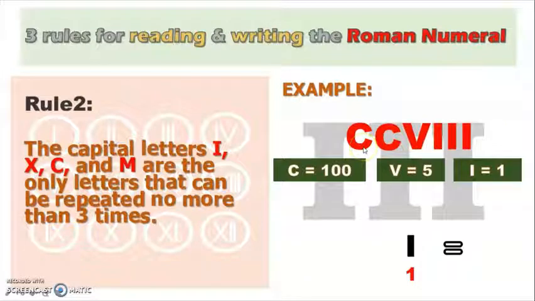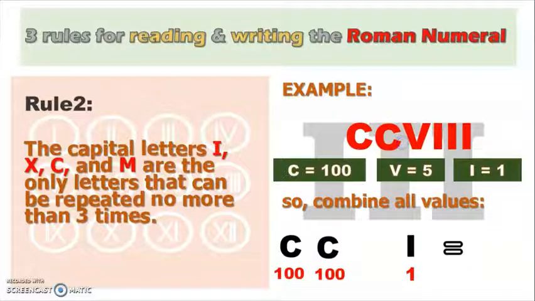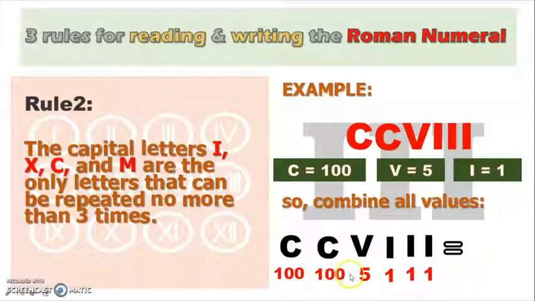So C is 100 plus another 100 equals 200. So these are combined: C 100 plus 100 plus V plus 1 plus another 1 plus 1. So 100 plus 100 plus 5 plus 1 plus 1 plus 1 equals 208. So this is how.